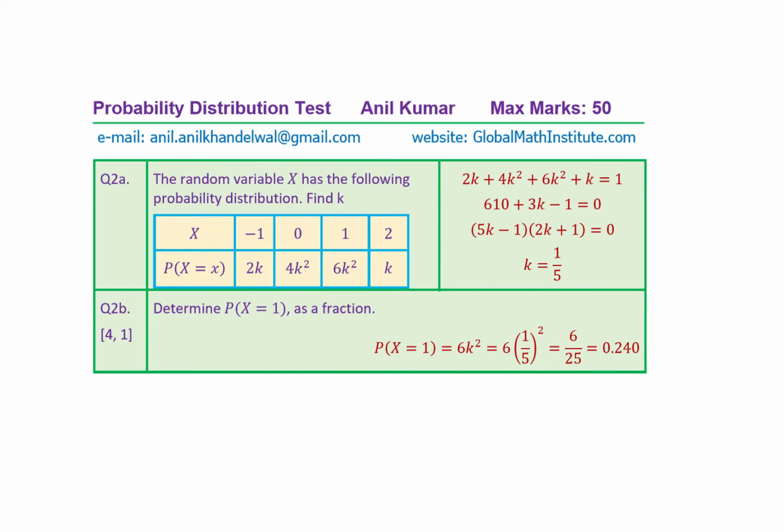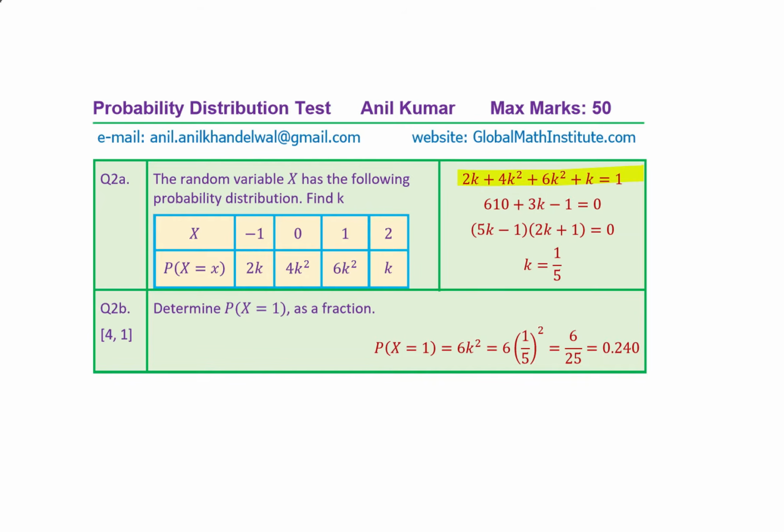Question 2. A random variable x has the following probability distribution. Find the value of k. So we're given these values: x is minus 1, 0, 1, and 2, and the probabilities are given as 2k, 4k squared, 6k squared, and k. Now their sum has to be 1, so that gives you one of the equations.